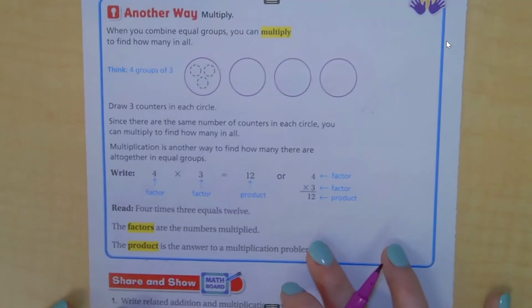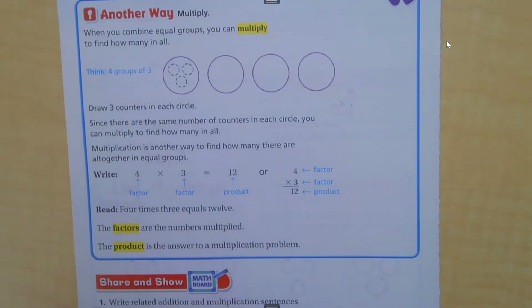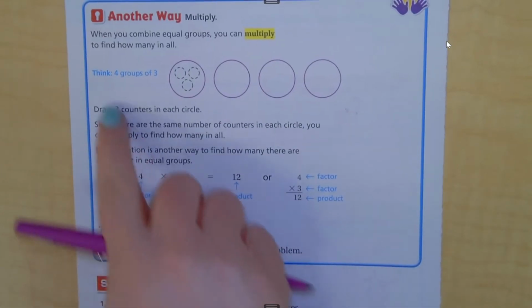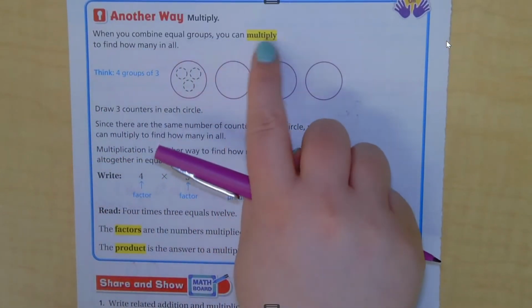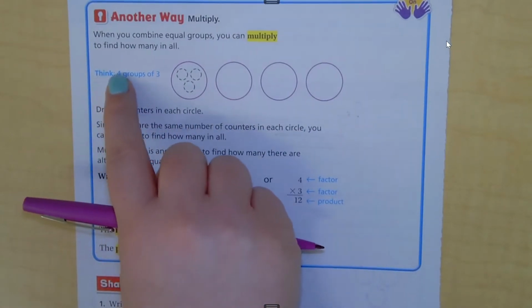Okay, flip it over. Another way is that we can multiply. So skip counting and repeated addition are the same as multiplying. Okay, if you can skip count and you can use repeated addition, you can multiply. So when you combine equal groups, you can multiply to find how many in all. So think 4 groups of 3.